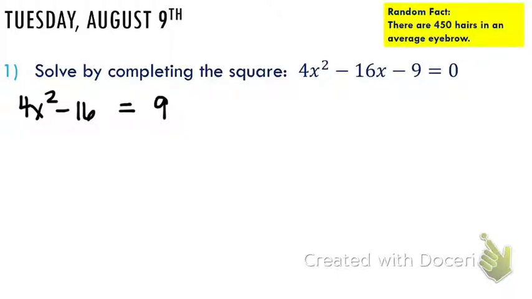Step number 2 is to factor out the 4 from A and B. Because there's a 4 here, I can't just divide this by 2 and square it. I need to factor out that 4. So you're dividing both of these by 4. When you divide both of those by 4, you get x squared minus 4x.